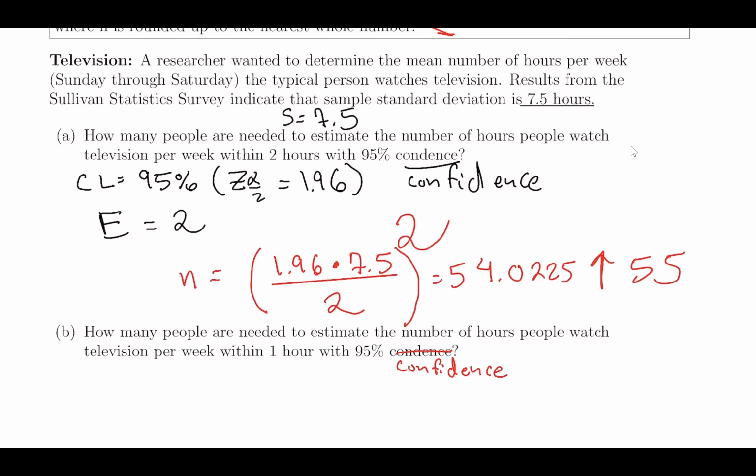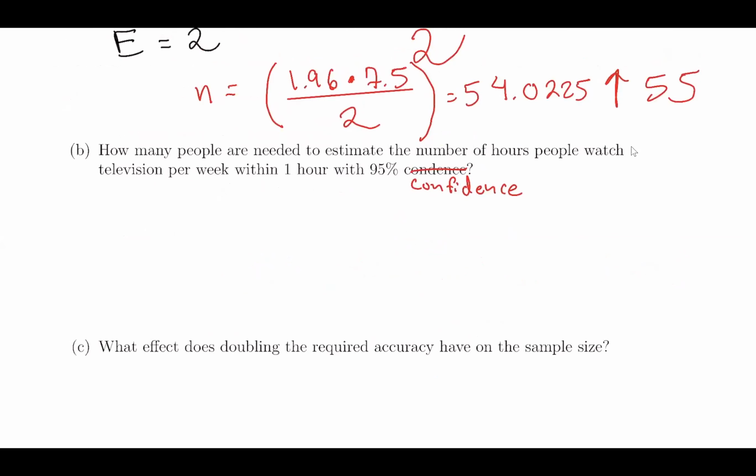Yeah, so my margin of error is changing from 2 hours to 1 hour. So I'm going to copy this, paste it, and change that from a 2 to a 1. If we change it from a margin of error 2 to a margin of error 1, which one is more accurate, part A or part B? B. Yeah, so we want B to be more accurate. So what do you think is going to happen with the sample size? Do you think we're going to need more sample size, or less sample size?